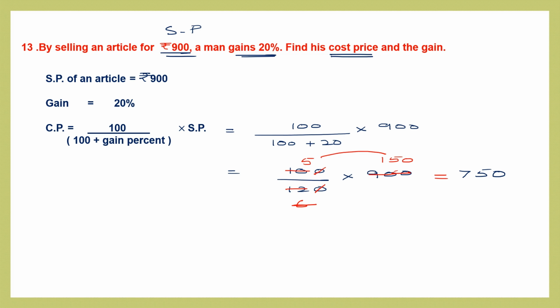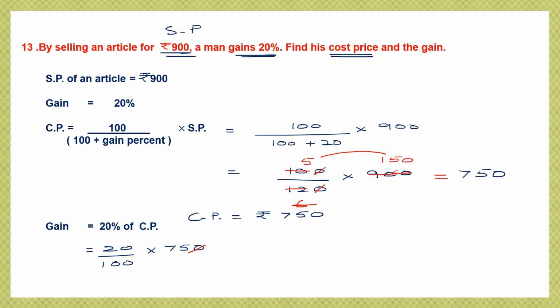So we have found the cost price. The cost price is 750 rupees. Now we are also asked to find the gain. So gain is 20% of cost price, that is 20 by 100 into the cost price, which is 750.